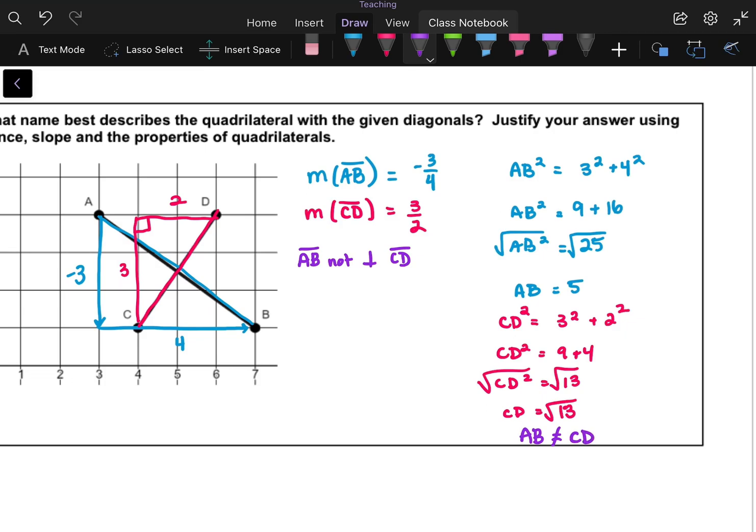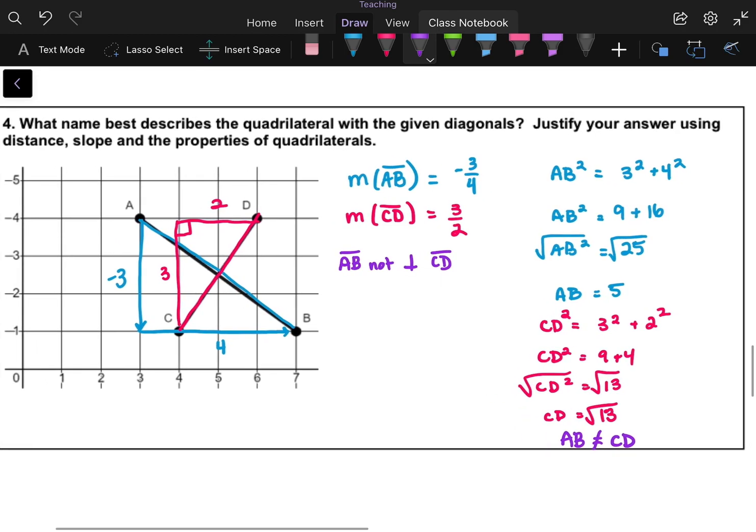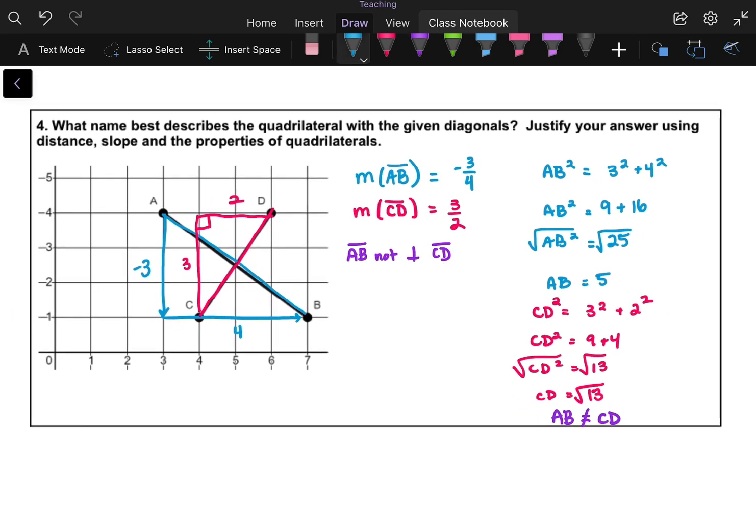So I know that this is not a rectangle because the lengths of the diagonals aren't equal, and this wasn't a rhombus or a square since those diagonals weren't perpendicular. So we do want to check then, is this just a quadrilateral or is this a parallelogram? One of our properties of parallelograms is that the diagonals bisect each other. So let's see if these diagonals have the same midpoint. Then we know that those diagonals bisect each other if they have the same midpoint. So let's take a look at the midpoint.